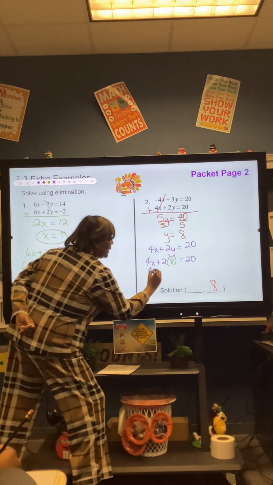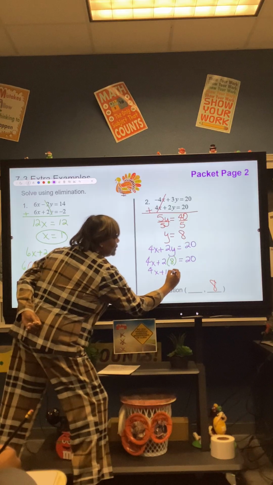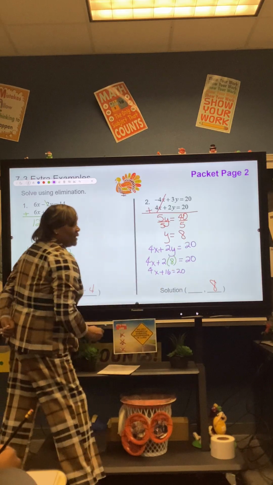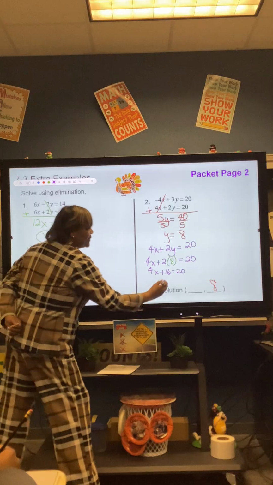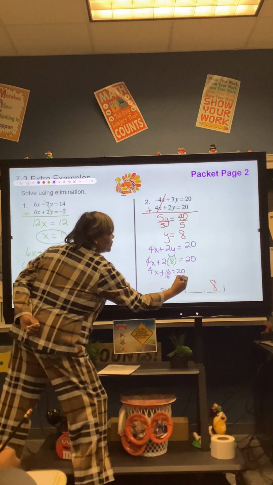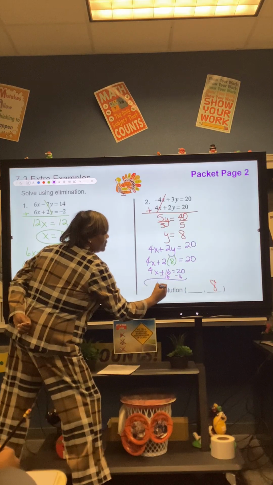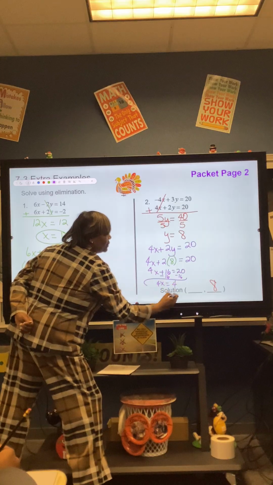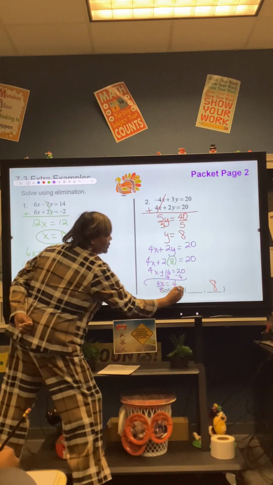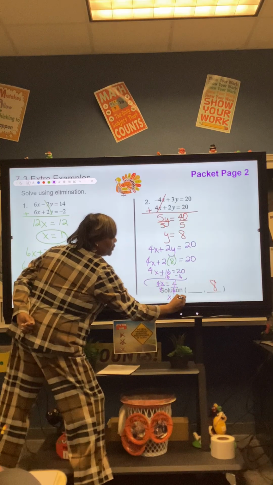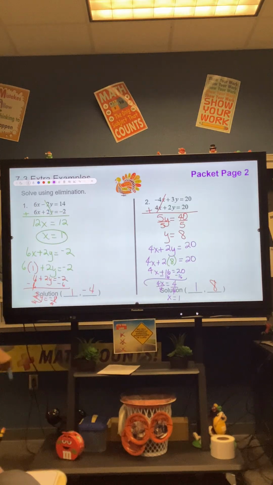So we got 4x plus 16 is equal to 20. I need to move everything away from my 4x. So I'm going to subtract 16 from both sides. 4x is equal to 4. Divide both sides by 4. X is equal to 1. My ordered pair should be 1 and 8. If I graph those two lines, they should meet or intersect or cross at 1 and 8.